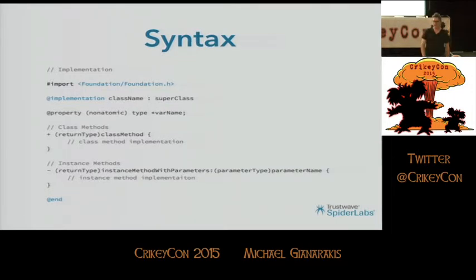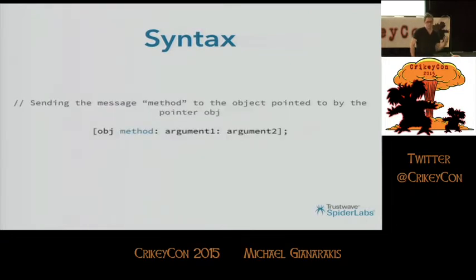I'll go through this in a little bit more detail when we get on to mapping out the application. Calling methods in Objective-C is basically like that. You've got your object, method, and then your arguments separated by colons and terminated with a semicolon.